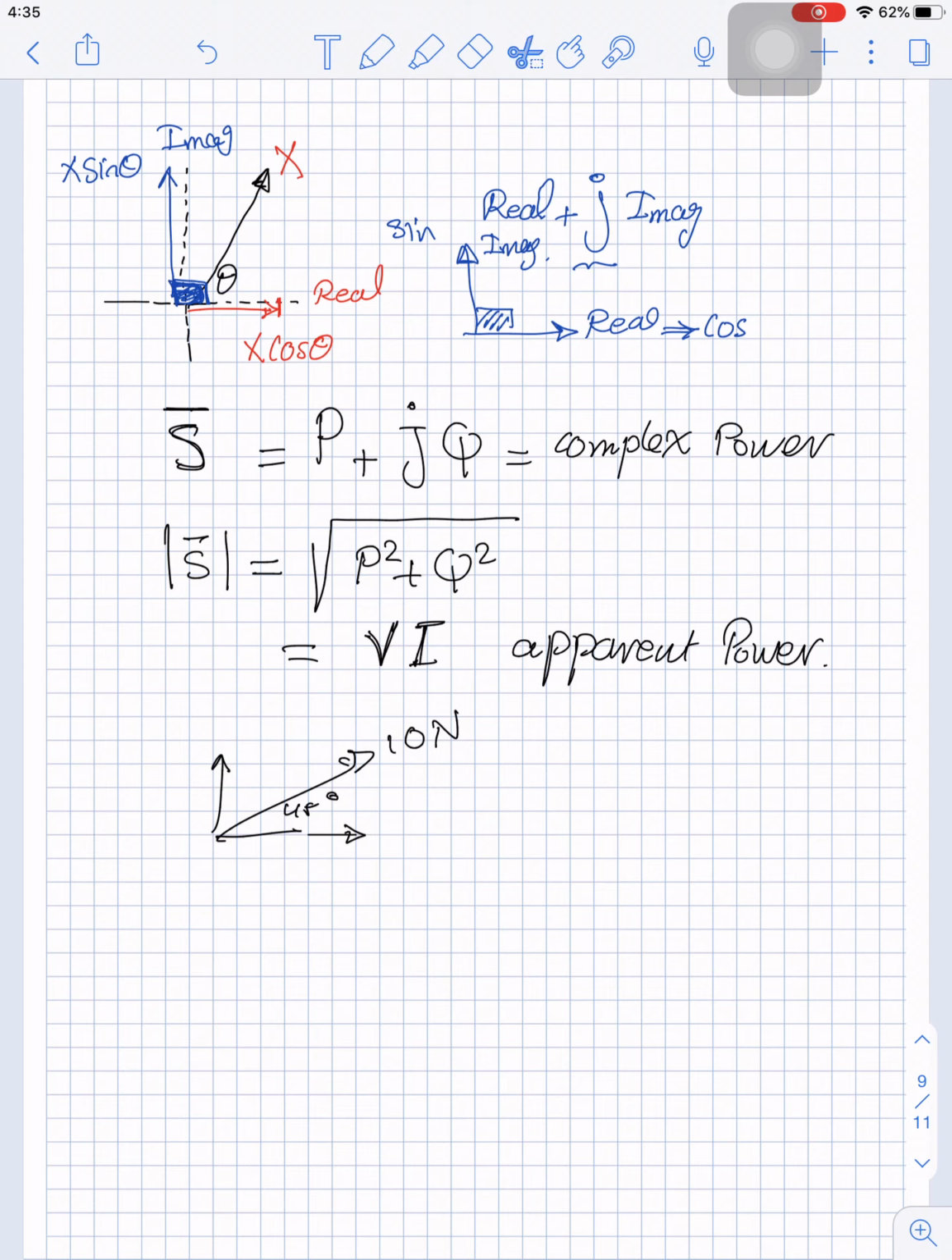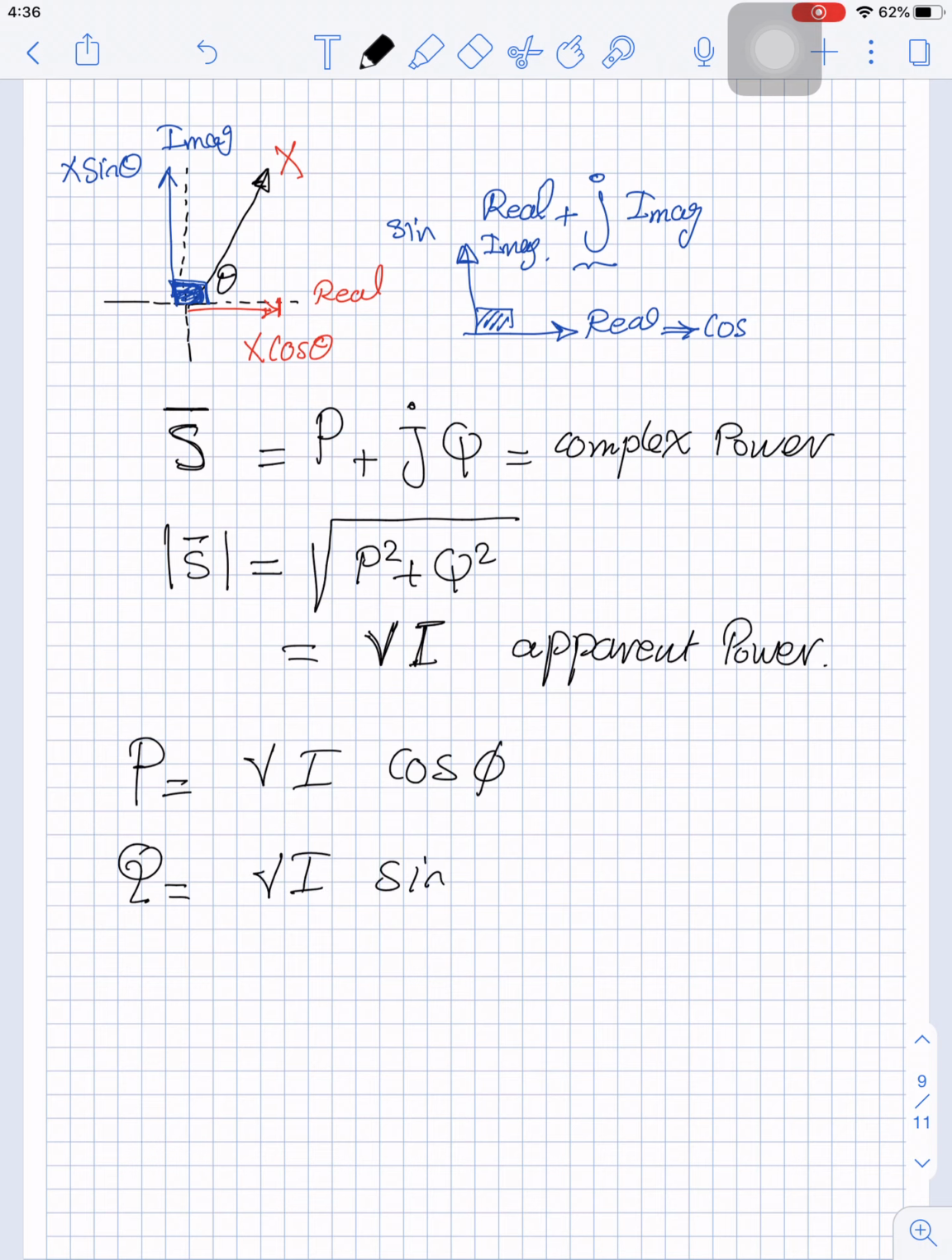Now we have an issue here. So what is the issue we have? We have the following issue. P equals VI cos phi. Q equals VI sin phi. Magnitude S equals VI.